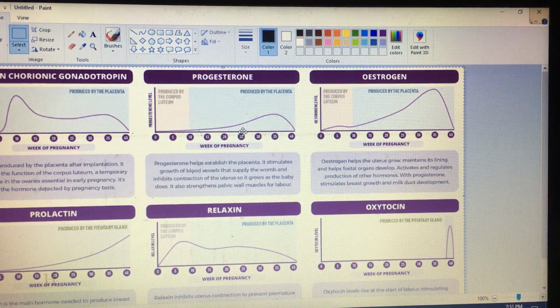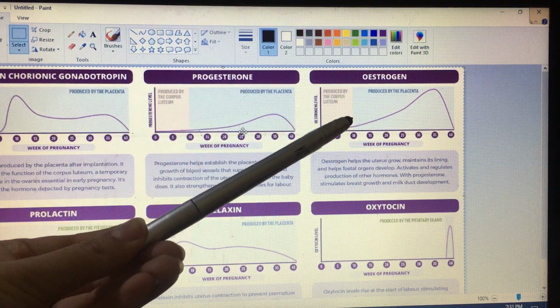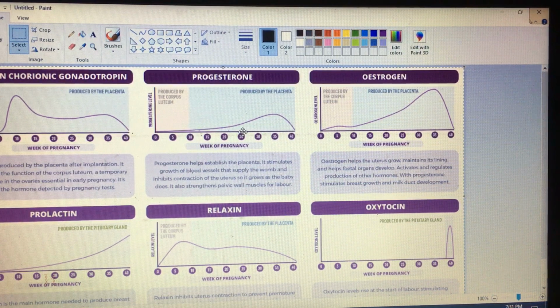The last hormone, which helps the contractions indirectly by making the uterus more sensitive to oxytocin, is estrogen. Actually, estrogen helps the contractions indirectly. How does it help? By making the uterus more sensitive to oxytocin.